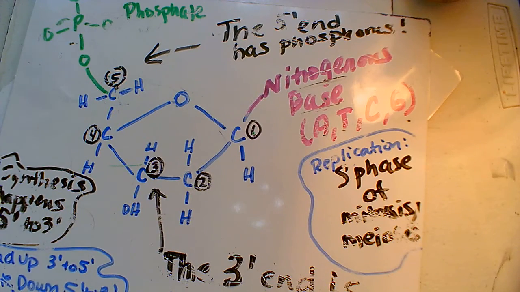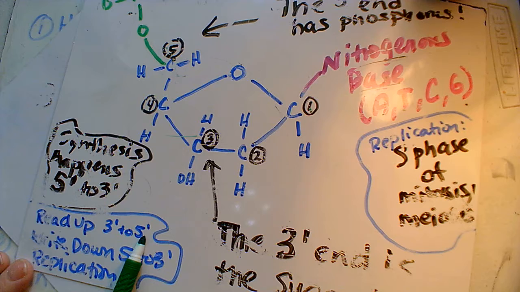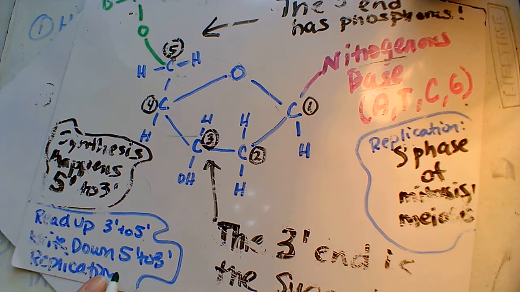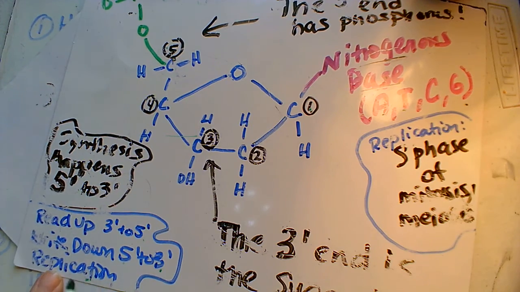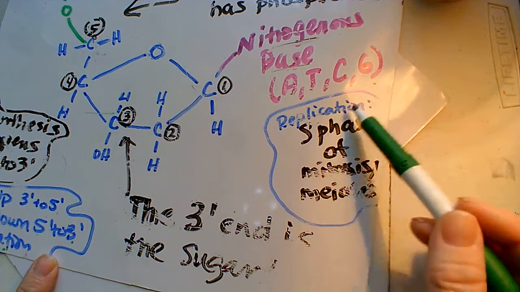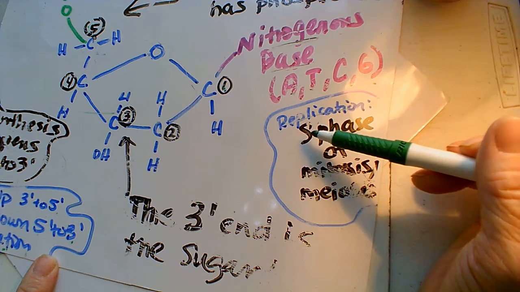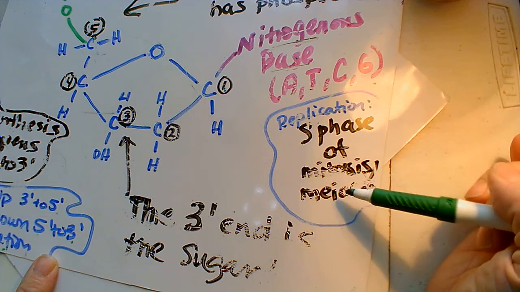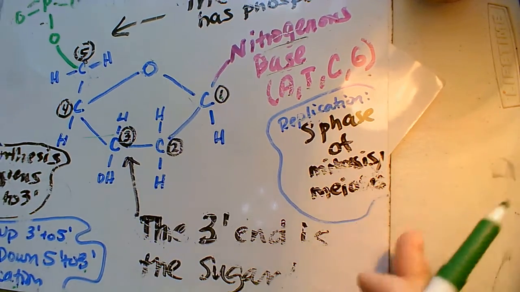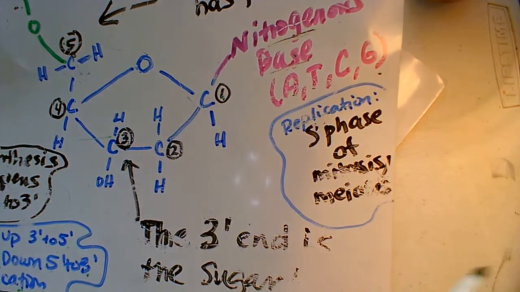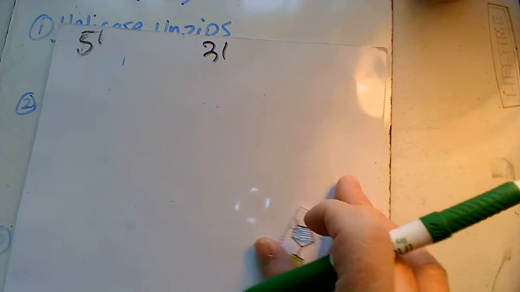The way that DNA is read by the enzyme that puts it together during replication is it's read 3' to 5', and then it's pulled together in the opposite direction, and I'll go through that. So 5' to 3' is how it's replicated. And remember that replication happens during mitosis and meiosis. So during that S phase, that synthesis phase of mitosis and meiosis, when the cell's getting ready to divide. Okay, so let me go to what that means.